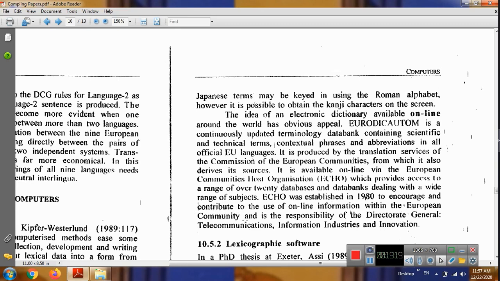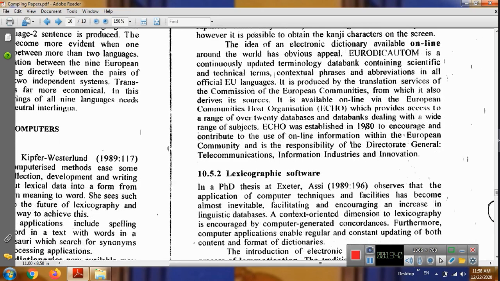ECHO was established in 1980 to encourage and contribute to the use of online information within the European community, and is the responsibility of the Director General for Telecommunication, Information Industry and Innovation.